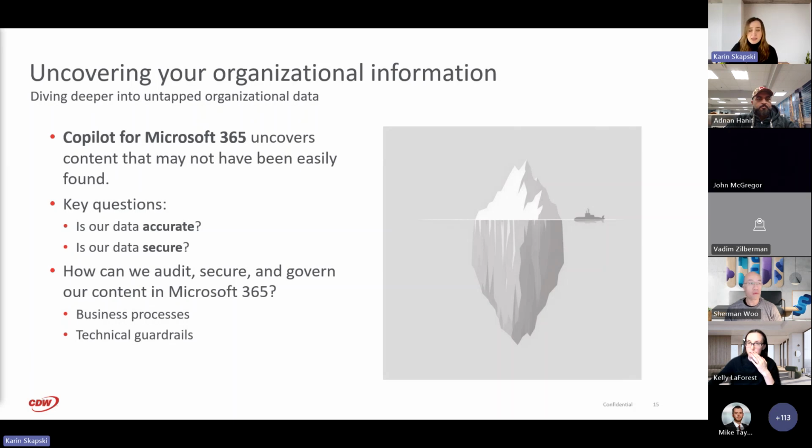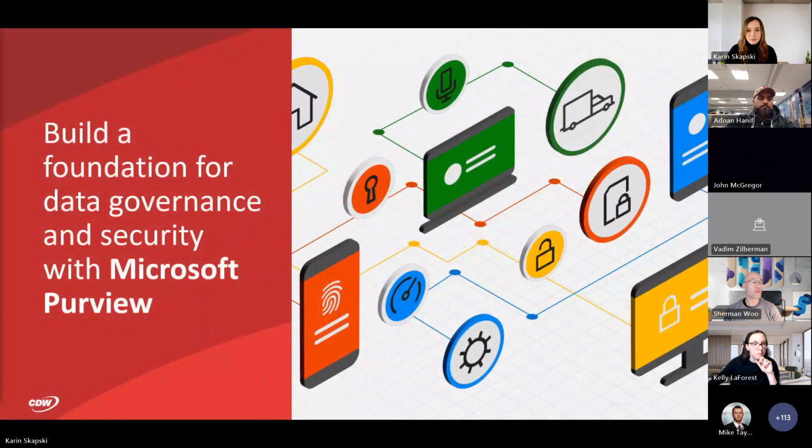So to ensure that we audit, secure, and govern our content, we can look at our business processes, right? Revisiting our workflows, our data management practices, our decision-making protocols. We can define and document policies, procedures, conduct training. But this approach is best when we also have technical guardrails in place. So today, we're going to review some of the ways that you can build those technical guardrails with Microsoft Purview to build a foundation for data governance and security and ensure that the information that Copilot for Microsoft 365 ingests is both secure and accurate.